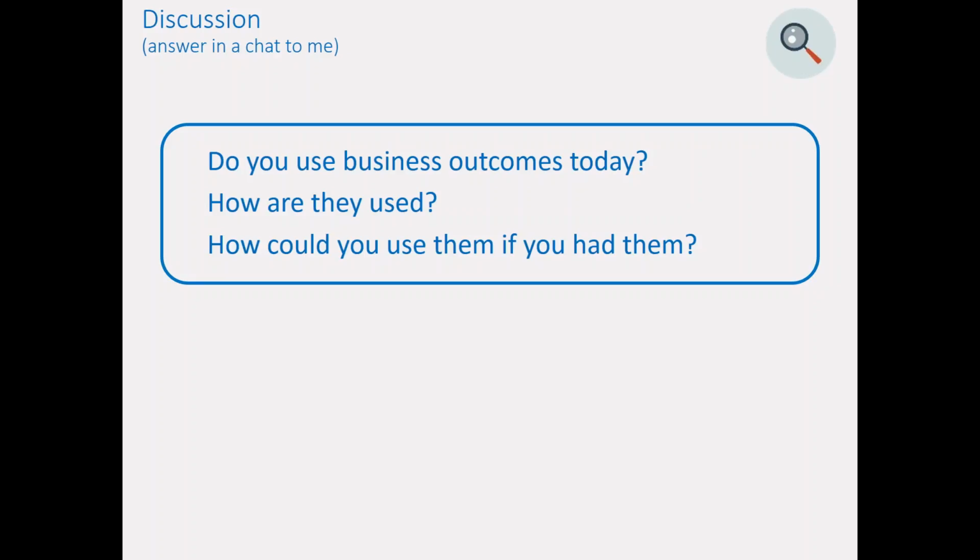Do you use business outcomes today? How do you use them? How are they used? Are you using them at the portfolio level, at the project? Do you prioritize with them? Do you have them and sit them on a shelf? Or now that third one's kind of interesting, hearing some of these ideas from today, how could you use them if you had them? All right, so just take a minute. I won't take too long here, but just type into the question box any responses you have, or again, you can use the chat box as well if you see that.